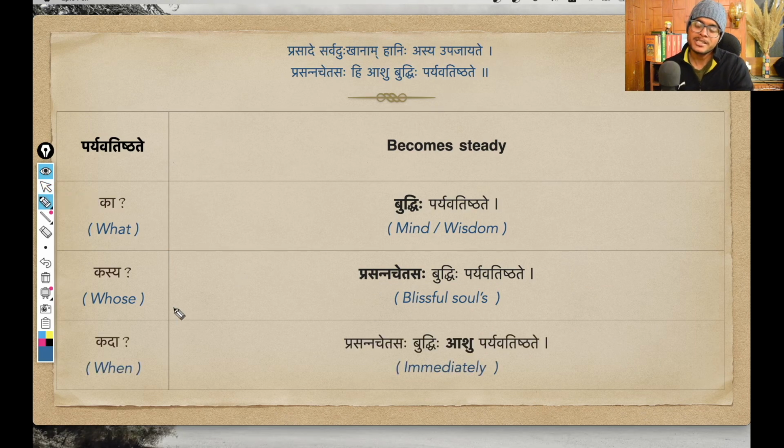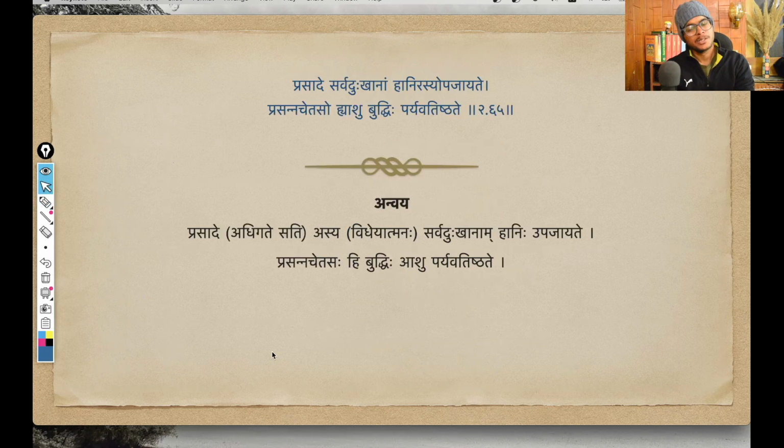And then very interestingly, Krishna also tells us when this happens. Kada buddhihi paryavatishthate? When do the mind and wisdom become steady? And Krishna is saying, prasanna chetasaha buddhihi ashu paryavatishthate. Ashu is an avyayam, and ashu means immediately, at once. Okay, so that is the impact Krishna is trying to give here. Prasanna chetasaha buddhihi ashu paryavatishthate. That such a person's mind, his wisdom, becomes firm at once. It becomes steady, becomes established in the truth at once, immediately. And with this, we complete this shloka.